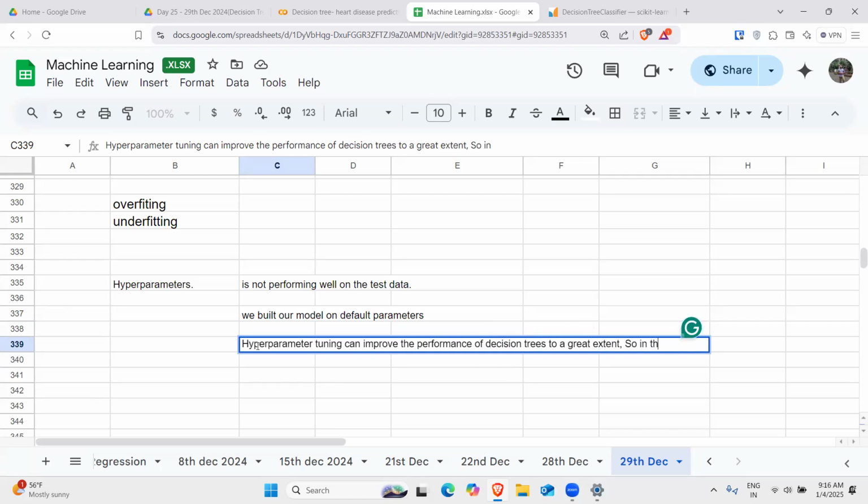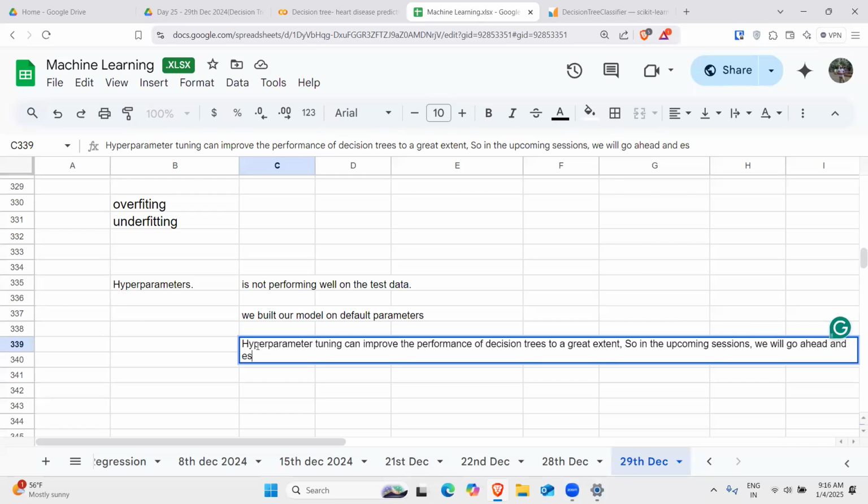So in the upcoming session, we will go ahead and exploit these parameters to improve the model and give better prediction results, right?